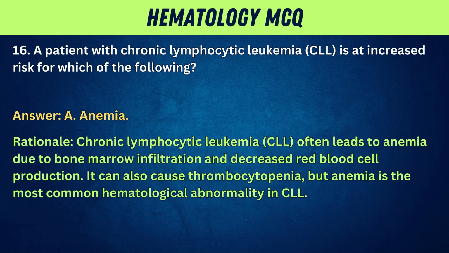Chronic lymphocytic leukemia, CLL, often leads to anemia due to bone marrow infiltration and decreased red blood cell production. It can also cause thrombocytopenia, but anemia is the most common hematological abnormality in CLL.